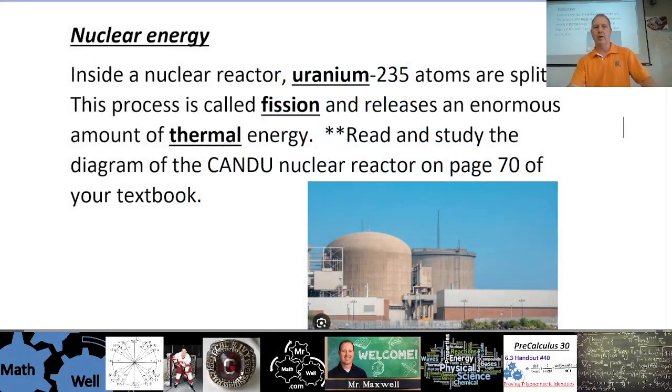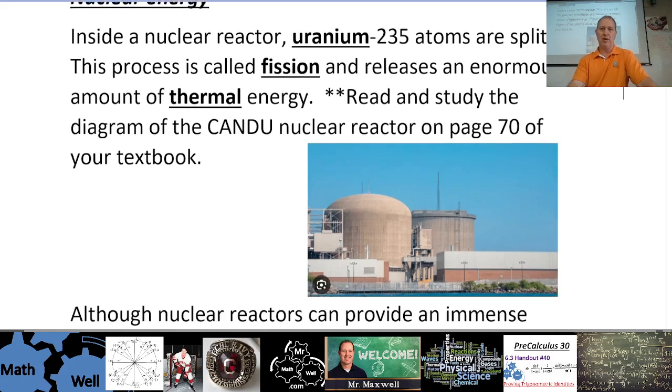All right, here we are, Chapter 3 notes, Part 2 of 2. We finished on nuclear energy. We did this last day, but inside the nuclear reactor, uranium-235 atoms are split. This is called fission. It releases an enormous amount of thermal energy.